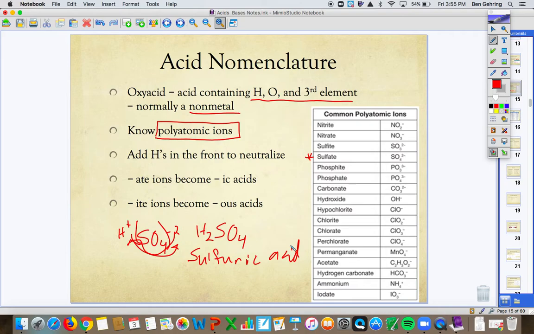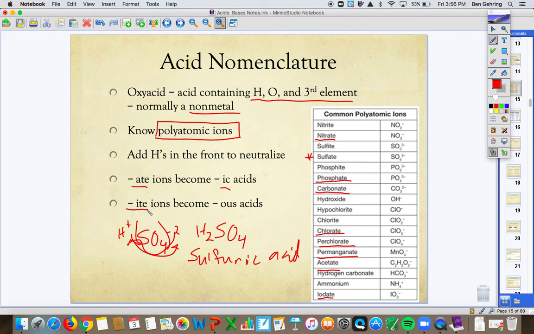And one of the ways I like to remember these is ate ions. So when I ate something, how was it? It was icky. So if you ate something, it becomes icky for your polyatomic. So if you know your polyatomic names end in ate, the acid is going to end in ic. So sulfate becomes sulfuric, nitrate becomes nitric, phosphate becomes phosphoric, which is a little bit different. Carbonate becomes carbonic. Chlorate is chloric, perchlorate is perchloric, permanganate is permanganic, acetate is acetic, and iodate is iodic. So all your ate ions become ic acids.